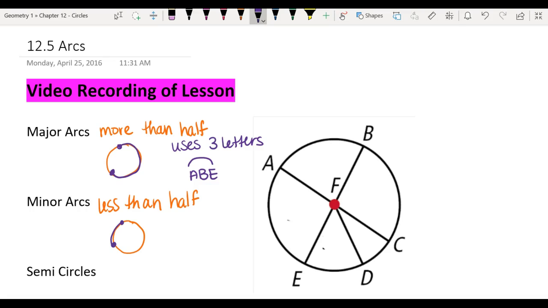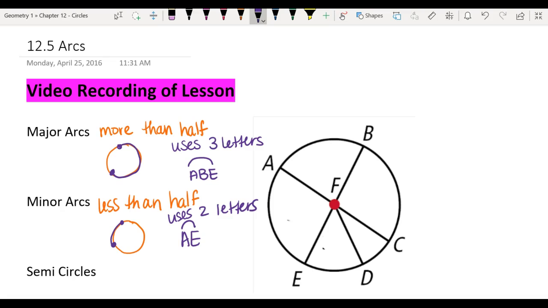Does that make sense? Okay, because if you only list 2 letters, it wants you to go the short way around, and that would be your minor arc. So your minor arc would be AE with an arc over it. It uses 2 letters. How do you guys feel about that? Major is 3, minor is 2. Major is bigger, minor is smaller.